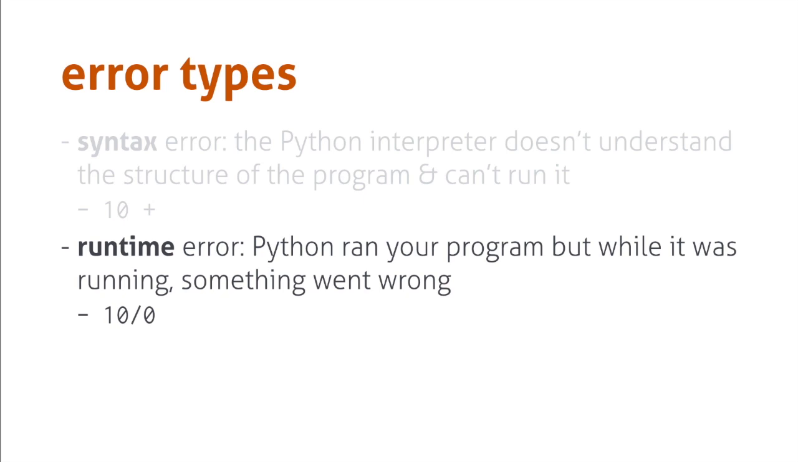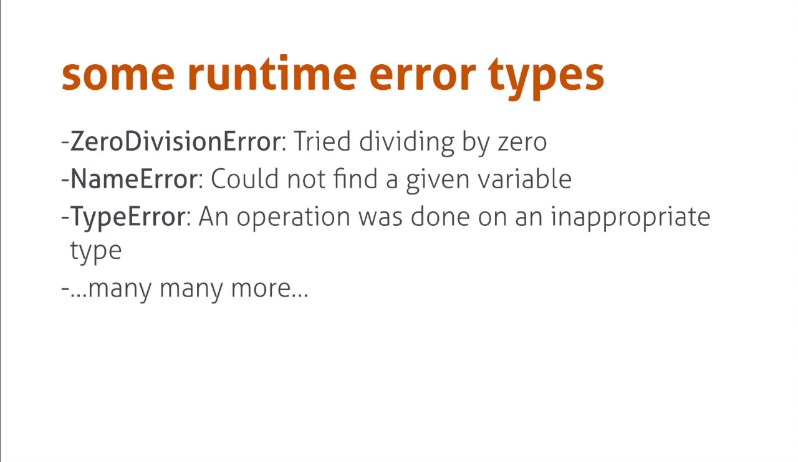By contrast, runtime errors are Python saying, I understood your instructions and I tried to follow them, but something went wrong while I was running. There are many different subtypes of runtime errors, including zero division errors when Python tries to divide by 0, a name error when Python can't find a variable that we're referencing, a type error when an operation is done on an inappropriate type, like trying to add a string to an integer.